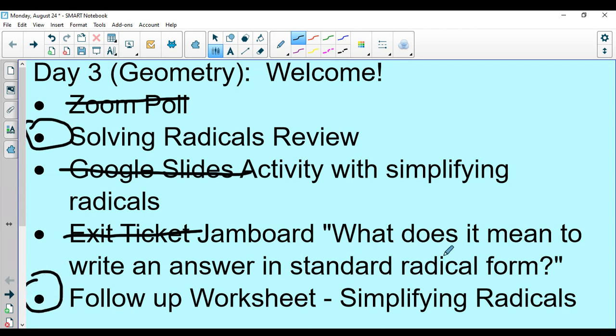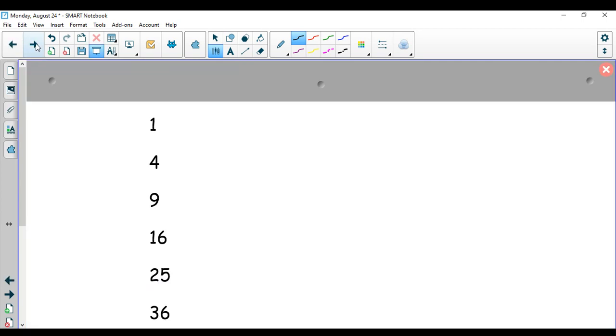And we are going to talk today about how to simplify a radical. And that means to write something in what's called standard radical form. Okay, so first we're just going to look at this list of numbers. It's a very special list of numbers. So the question is, can you tell what's special about these numbers?